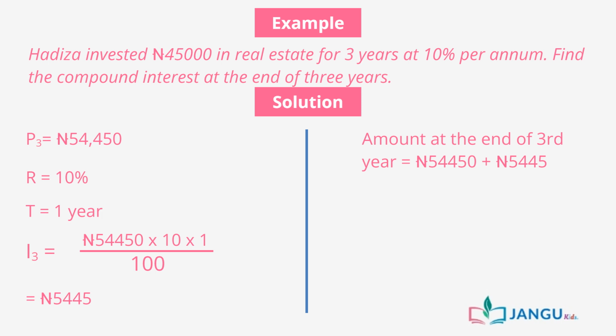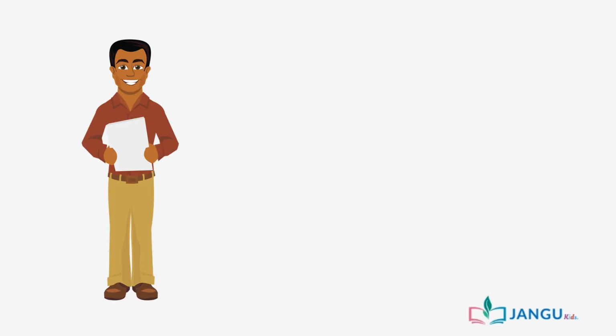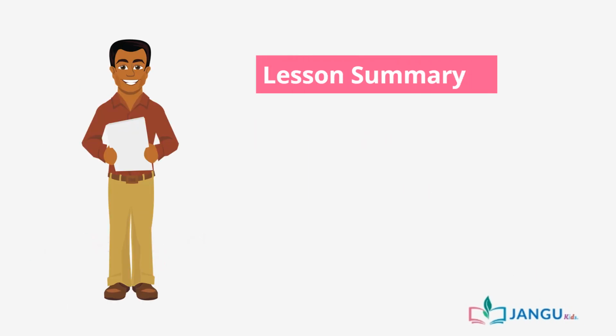54,450 plus 5,445, which is equal to 59,895 naira. Compound interest is 59,895 naira minus 45,000 naira, which is equal to 14,895 naira. Therefore, the compound interest is 14,895 naira. With this, we have now come to the end of our lesson.